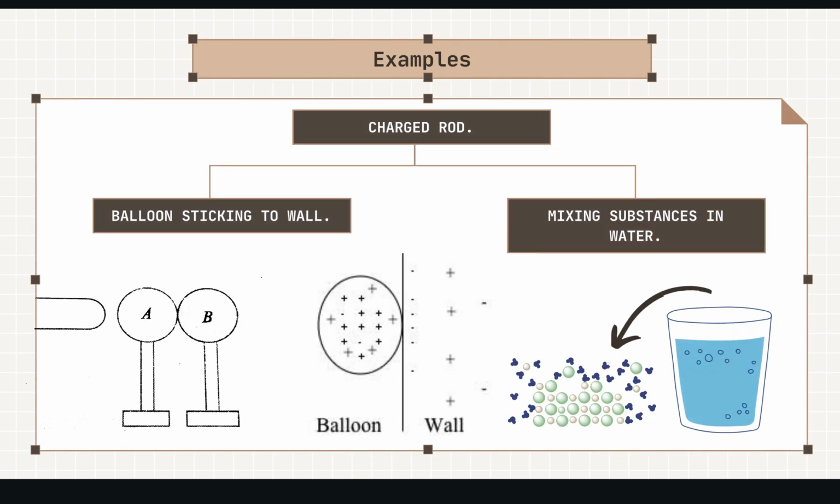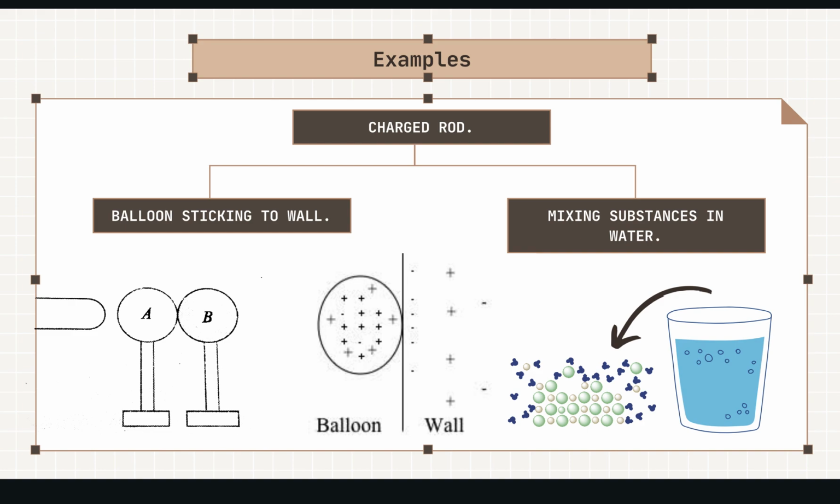Some examples are the charged rod and a balloon sticking to a wall. If the balloon is positively charged, then when it is brought near the wall, it repels the positive charge in the part close to the balloon, and the negative charge gets accumulated in that part.